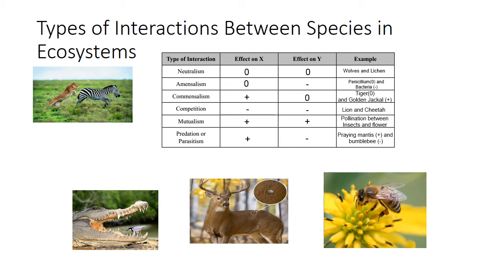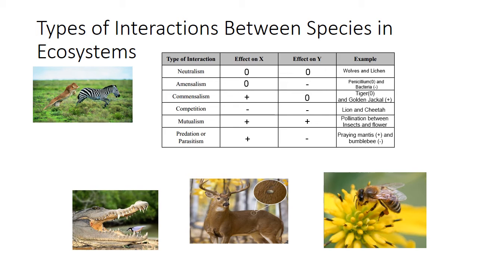This chart gives you an example of the interaction between tigers and golden jackals. Golden jackals are actually scavengers in a way. They feed on dead animals mostly. And so what happens in the areas where tigers still live? There aren't very many, by the way. Currently, tigers are an endangered species. Most of them live in zoos.